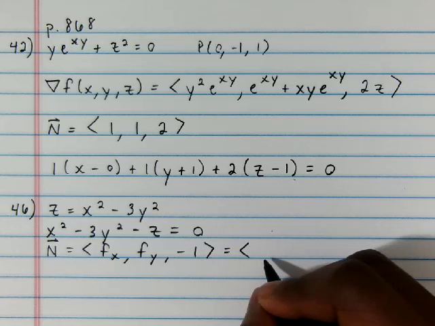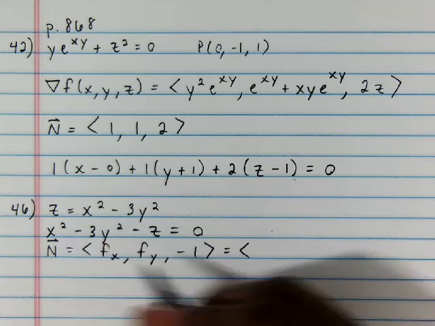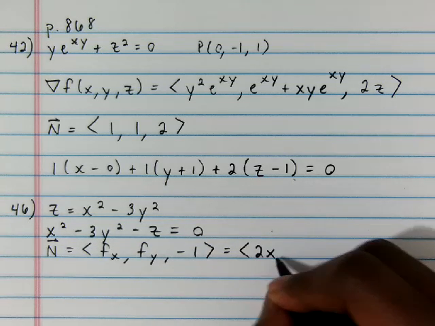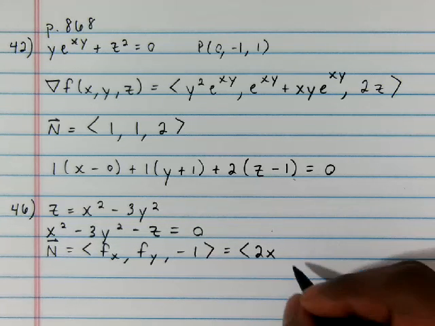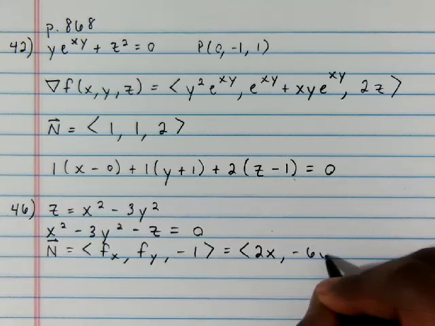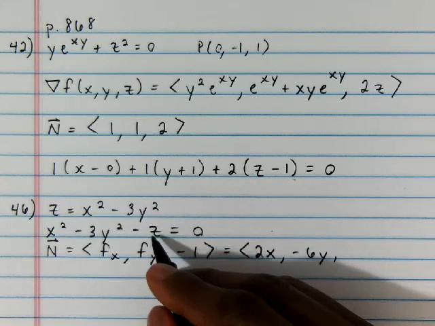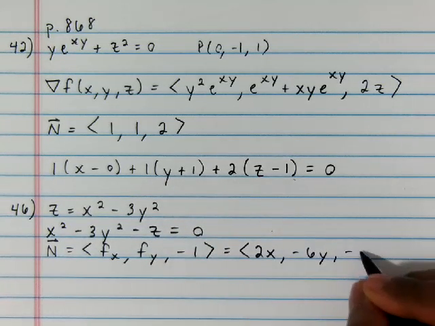And what is f sub x? F sub x is going to be 2x. F sub y is going to be negative 6y. And then f sub z would be negative 1, but we already have that.